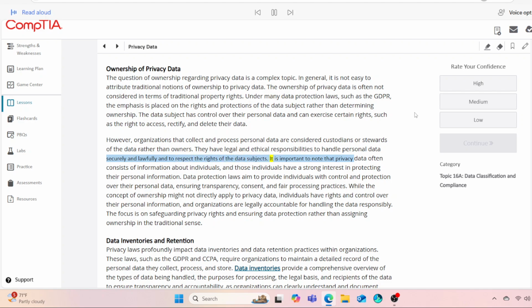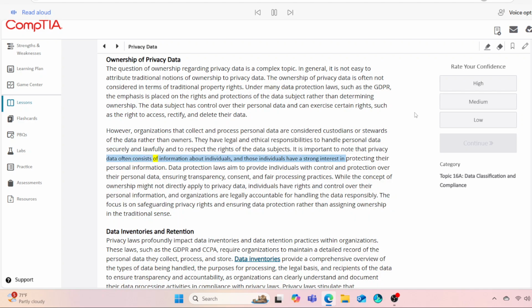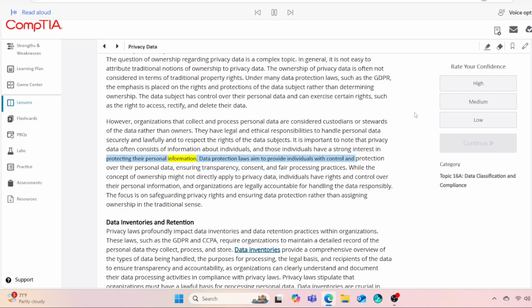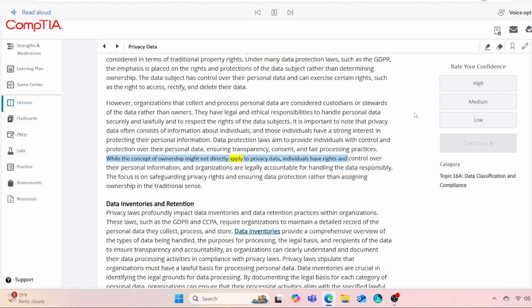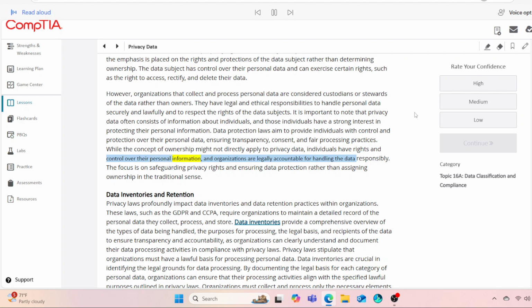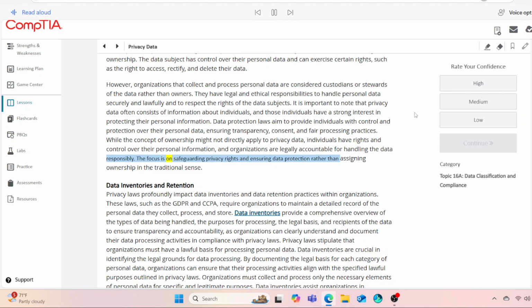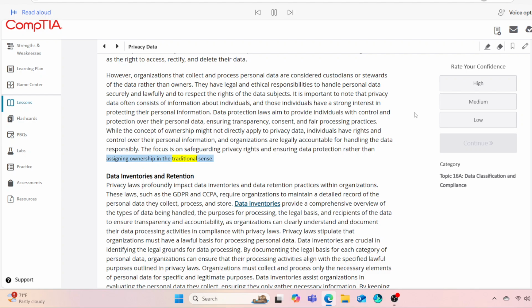It is important to note that privacy data often consists of information about individuals, and those individuals have a strong interest in protecting their personal information. Data protection laws aim to provide individuals with control and protection over their personal data, ensuring transparency, consent, and fair processing practices. While the concept of ownership might not directly apply to privacy data, individuals have rights and control over their personal information, and organizations are legally accountable for handling the data responsibly. The focus is on safeguarding privacy rights and ensuring data protection rather than assigning ownership in the traditional sense.